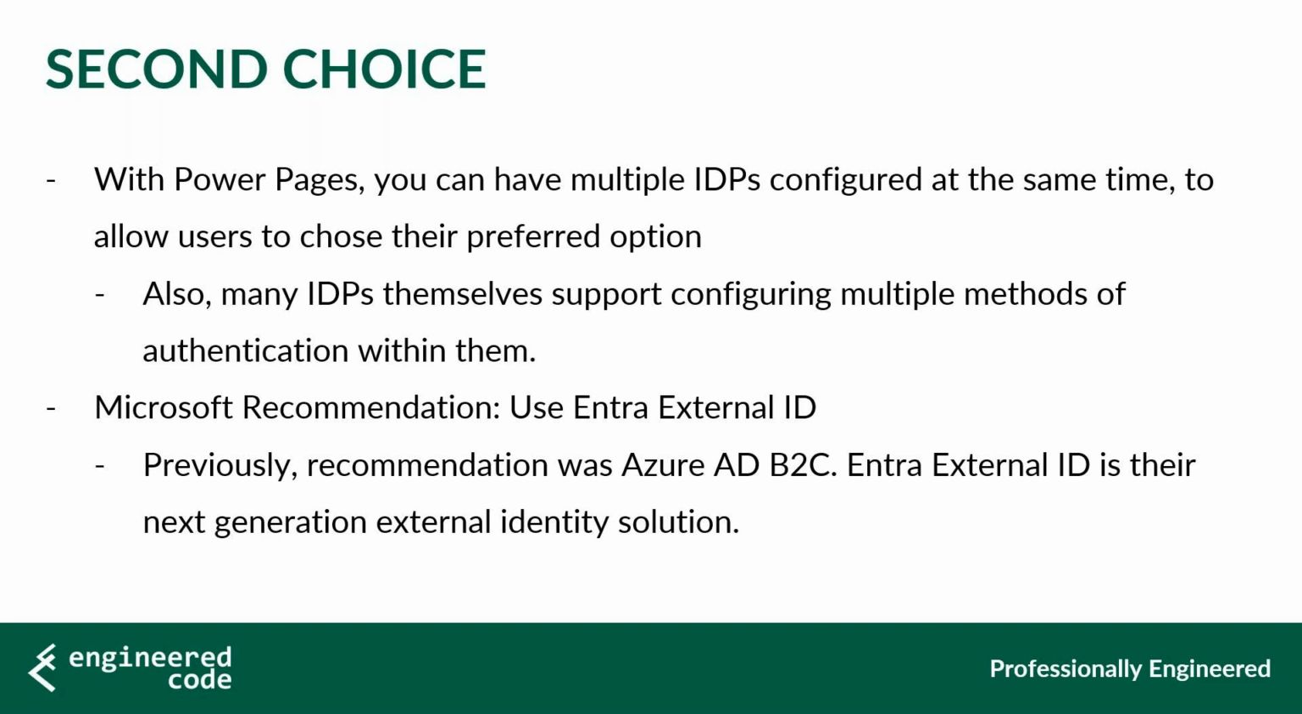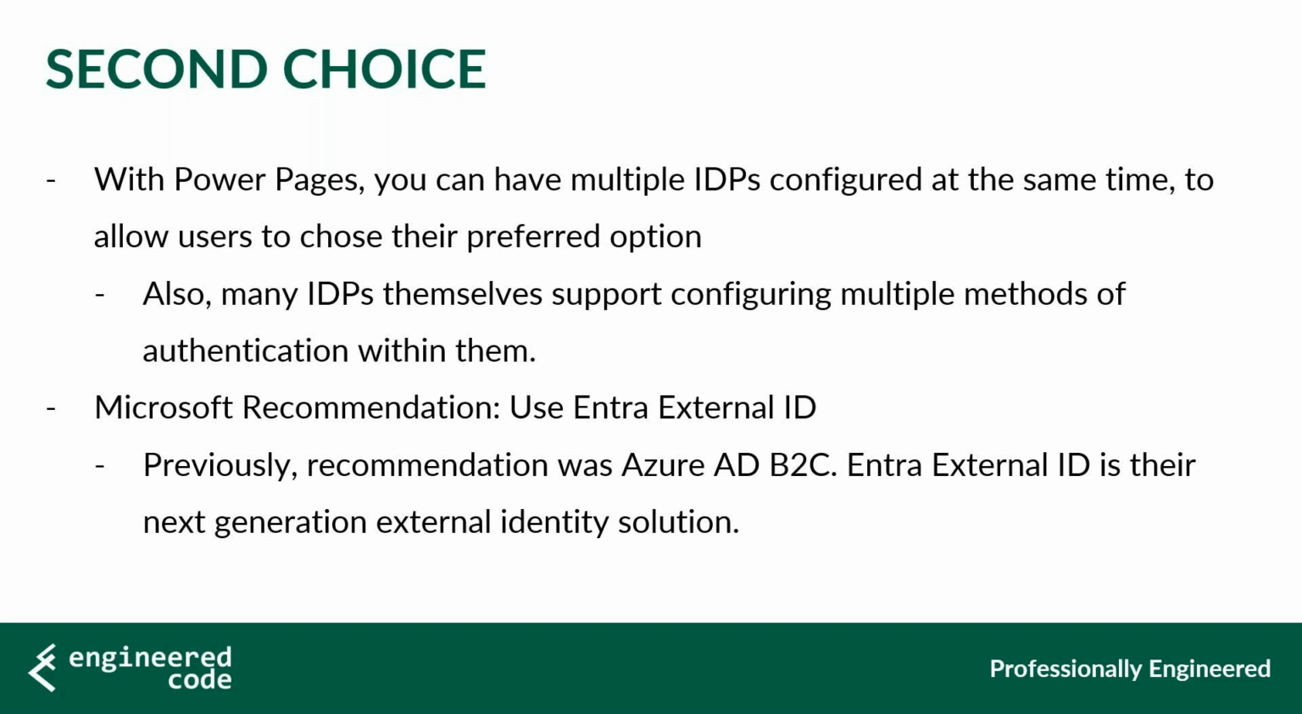Both of these services allow you to configure multiple social identities for login. So again, you can log in via a Gmail account, a LinkedIn account, or a Microsoft account. All of those you can configure through Azure AD B2C or Entra External ID. However, with Power Pages, you only have one identity provider configured. So you configure Entra External ID as your single authentication provider, and in that identity provider's configuration, you could have multiple ways to log in.